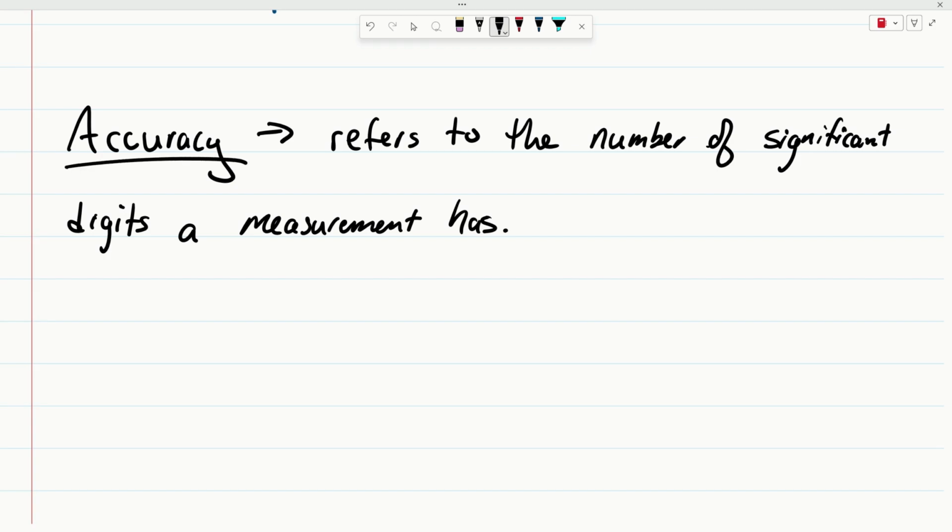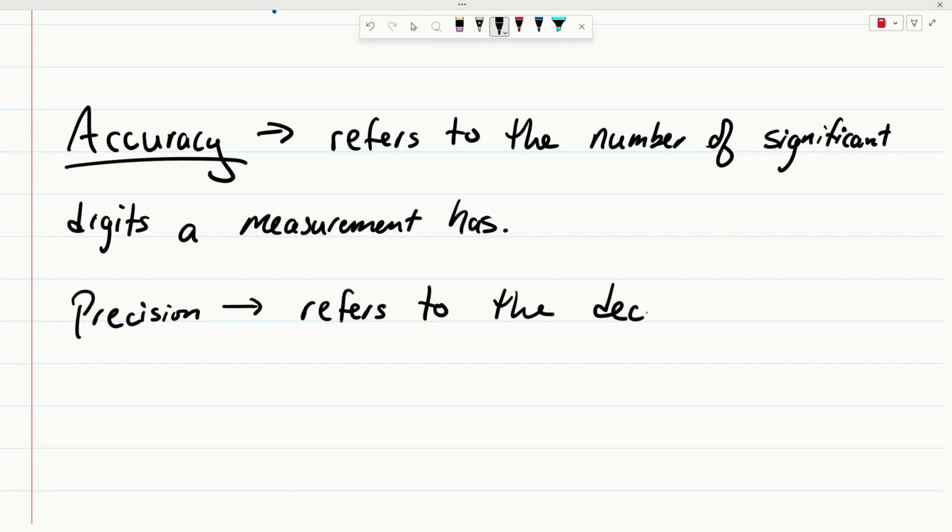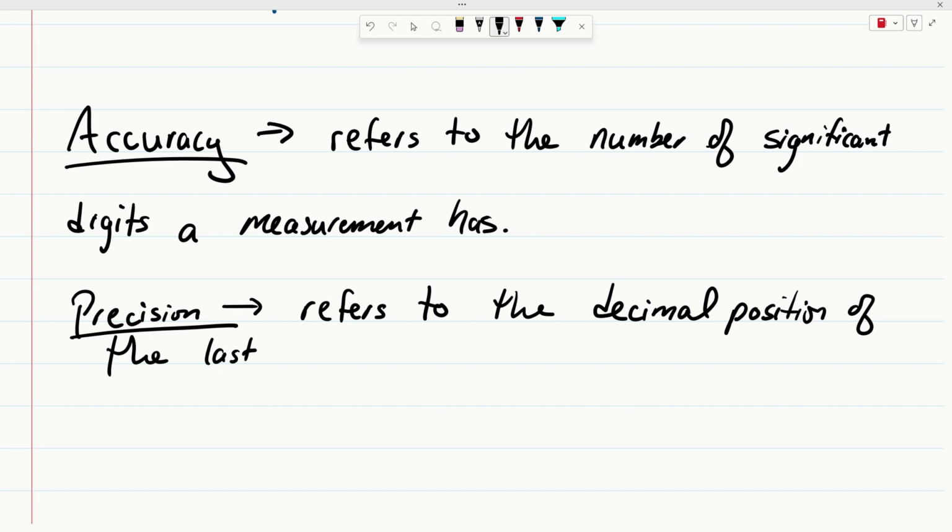All right. Precision refers to the decimal position of the last significant digit.